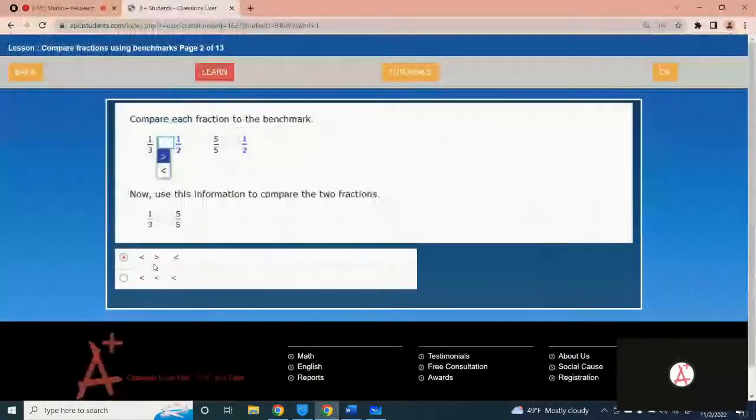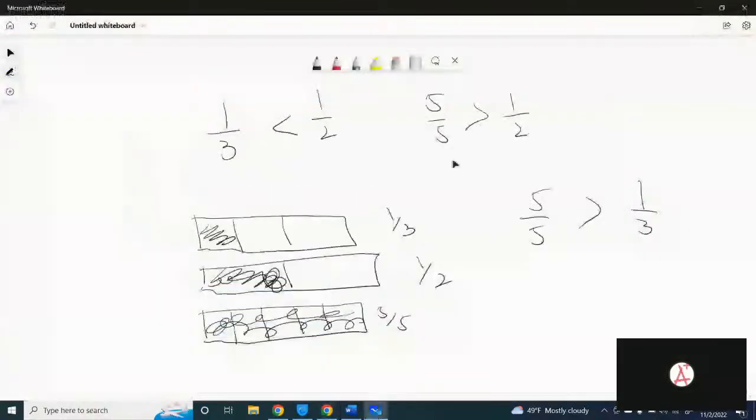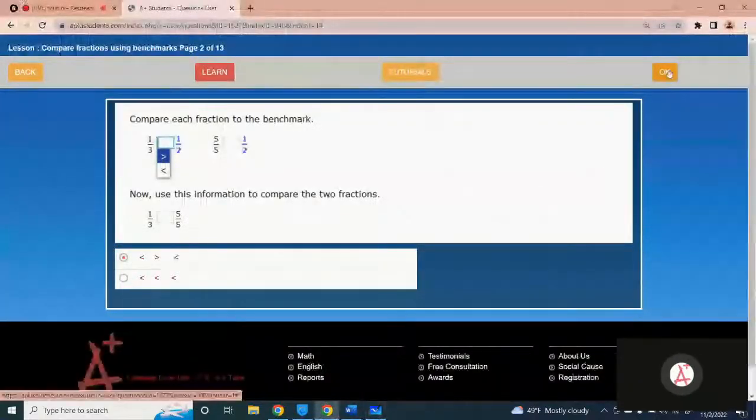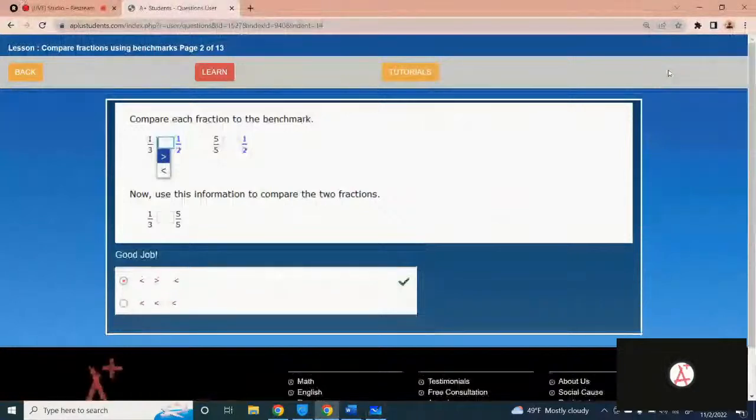Less. 1 by 3, and sorry, 1 by 3 is written first. So 1 by 3 is less than 5 by 5. Got it? 1 by 3 is less than 5 by 5. So it would be greater, less, greater, and less. So the correct option is this one. Just select the correct option and then click on the OK button. Got it?